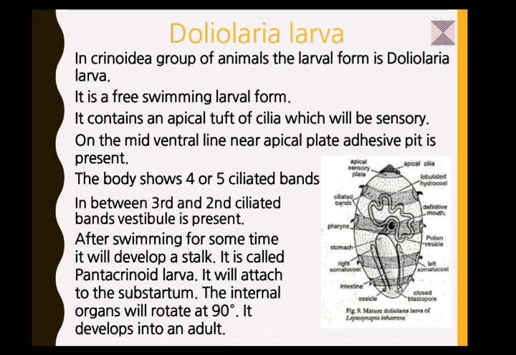Now after swimming for some time, it will develop a stalk. Now this is a very important point. It is forming a stalk. It is then called the Pentacrinoid larva. So it will attach to the substratum. The internal organs will rotate by 90 degrees. It develops into an adult. Now, as we have seen previously, the Doliolaria will develop into the Pentacrinoid type, and that will develop into the adult form.